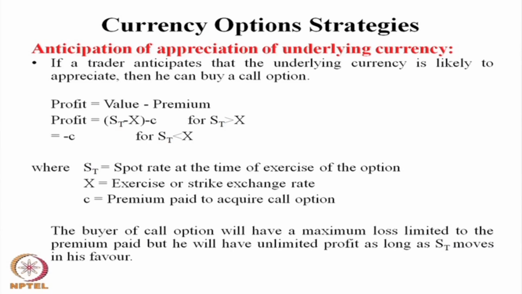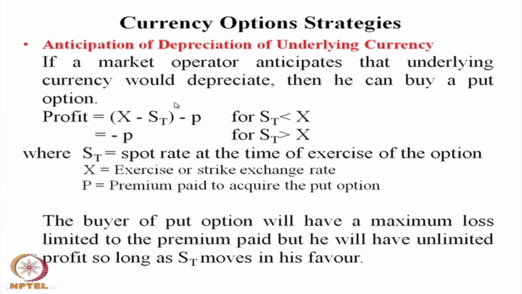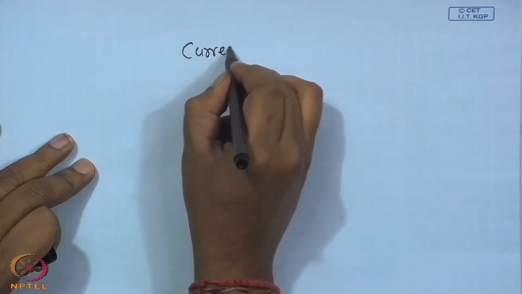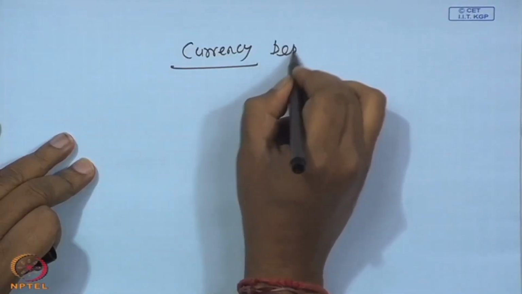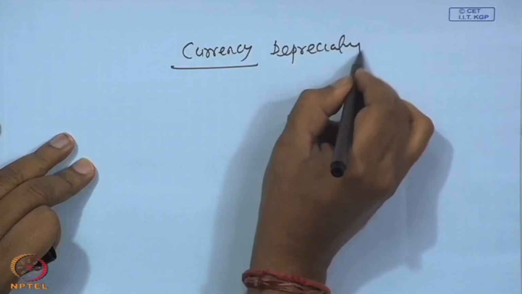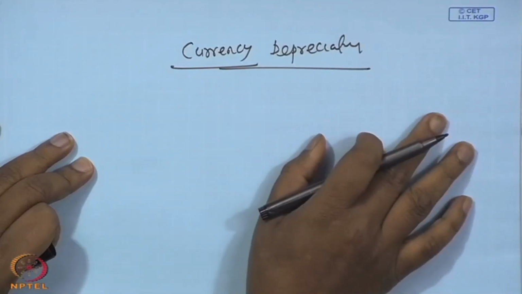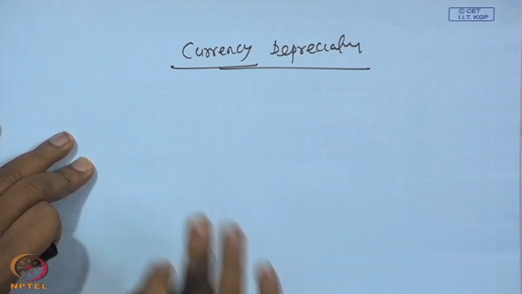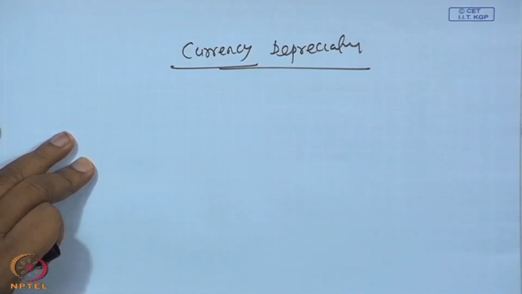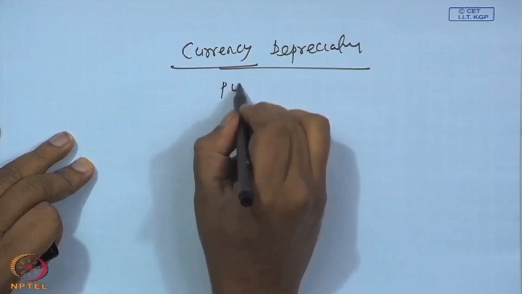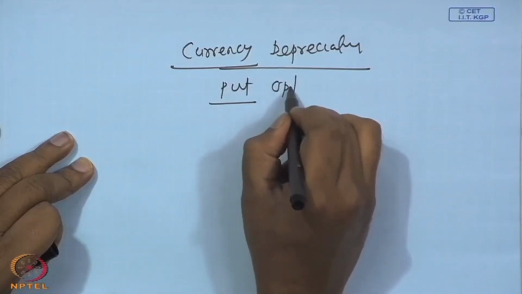Okay. Suppose you anticipate that your currency is appreciating, take a position for that particular currency in the form of a call option buyer. Suppose I anticipate that a currency is depreciating. Then for a depreciating currency I should purchase a put option. I go for buying a put option.